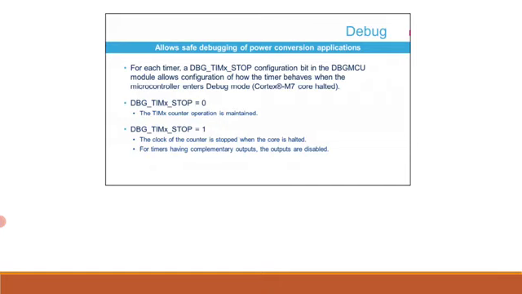Additionally, the outputs of the timer having complementary outputs are disabled and forced to an inactive state. This feature is extremely useful for applications where the timers are controlling power switches or electrical motors. It prevents the power stages from being damaged by excessive current or motors from being left in an uncontrolled state when hitting a breakpoint.